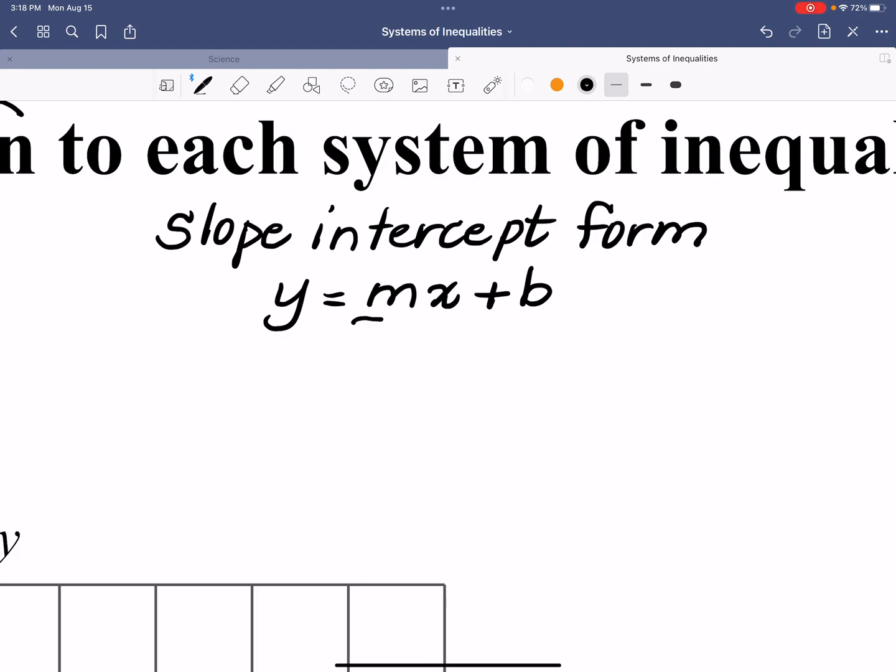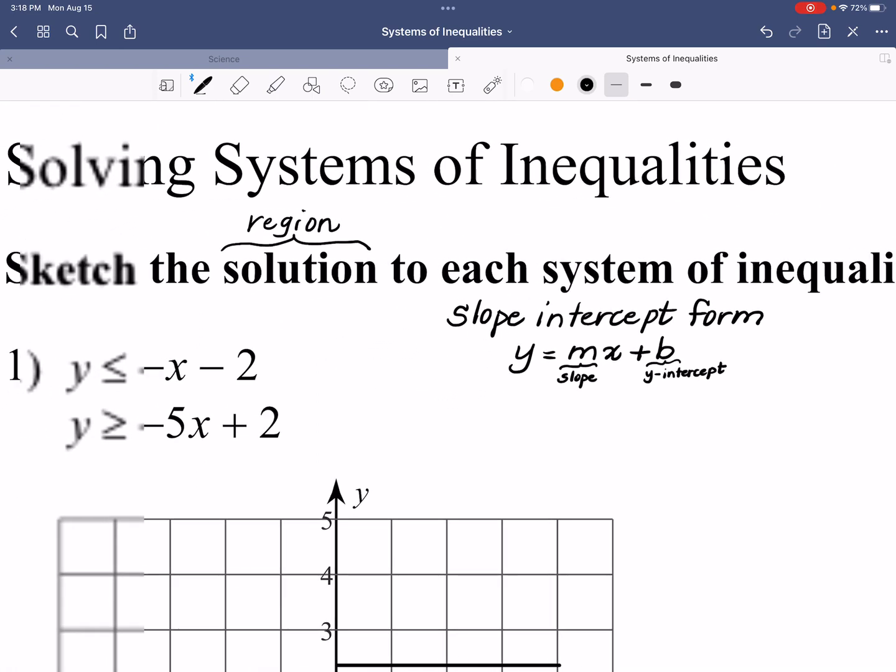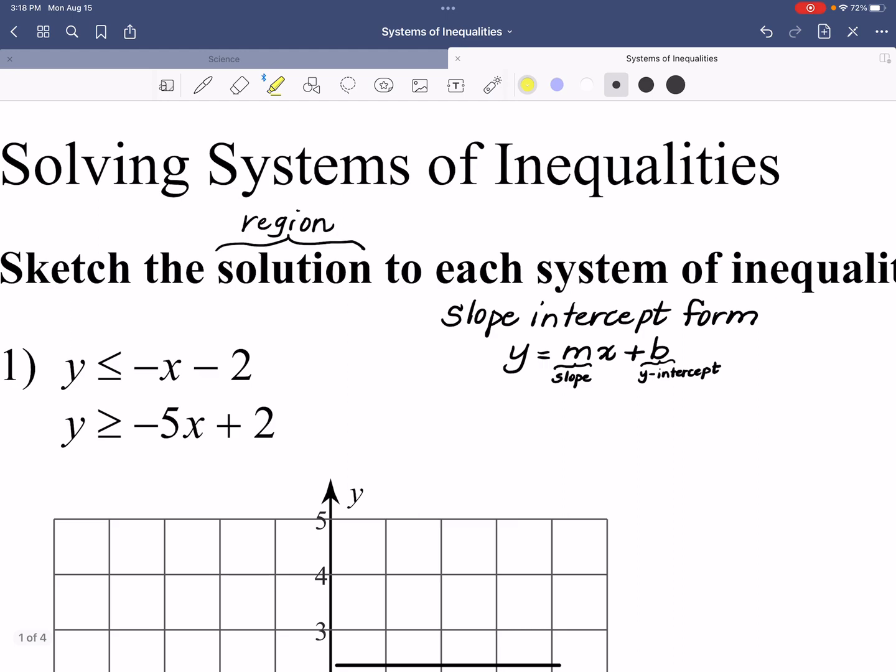So m, of course, is slope. And b is the y-intercept. It's where the line of the inequality crosses the y-axis. So that's the second thing that you need to know, just background knowledge. The first thing is that we're looking for a region. The second thing is that we need both of our inequalities to be in slope-intercept form. If they're not, then we need to write them in slope-intercept form.